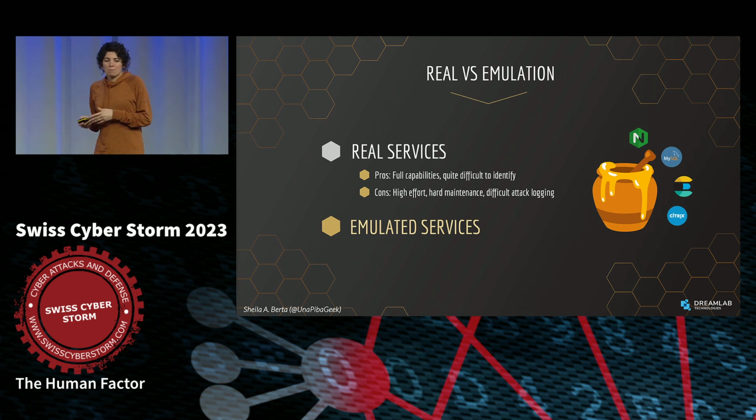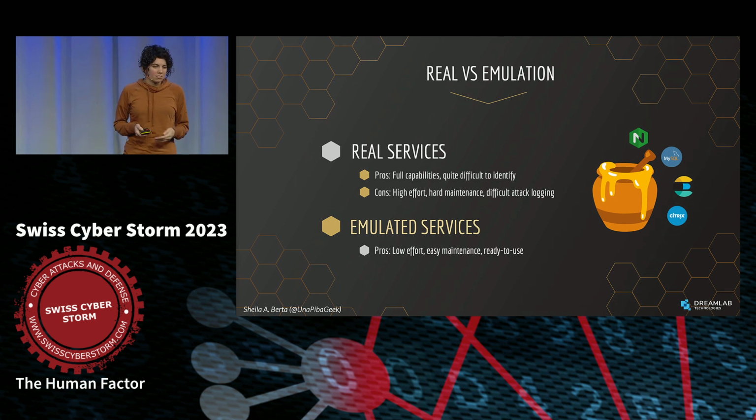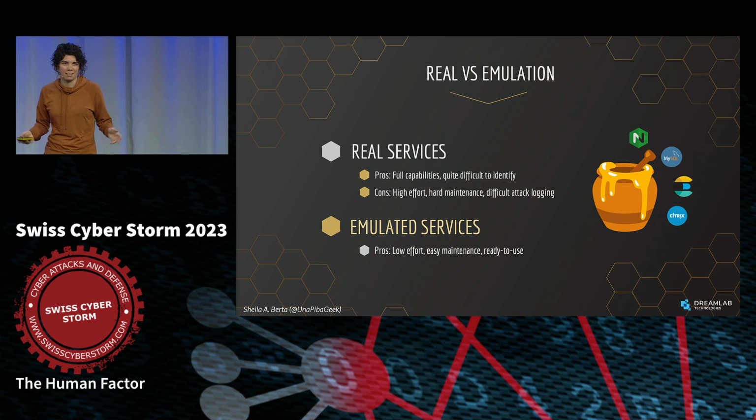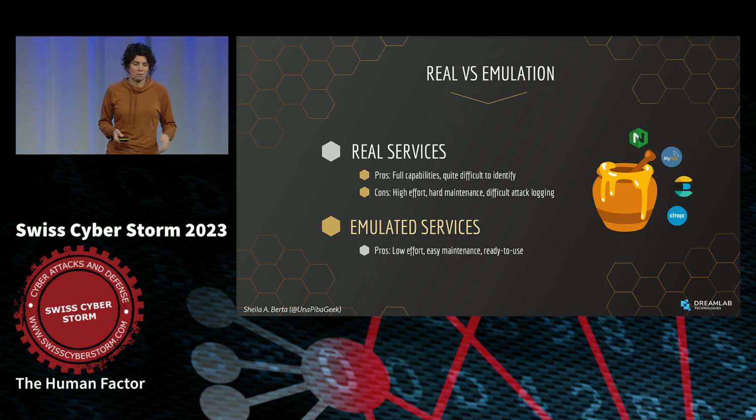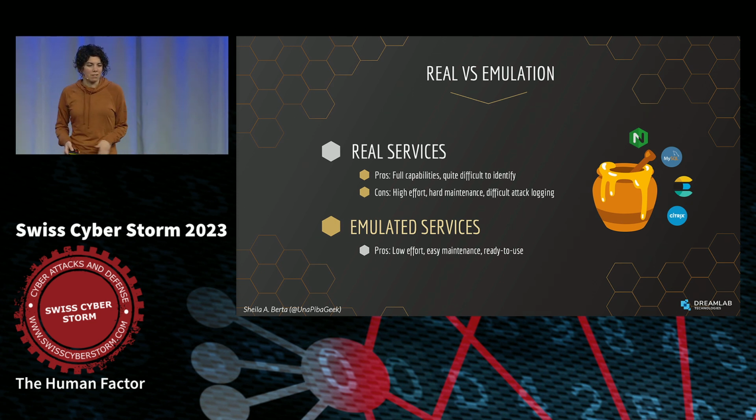So people usually prefer to use emulated services because they are ready to use. I mean, these honeypots are services that are prepared to work as a honeypot. So the logging is clear, the maintenance is very easy. They are usually open source and free, so very low effort there.